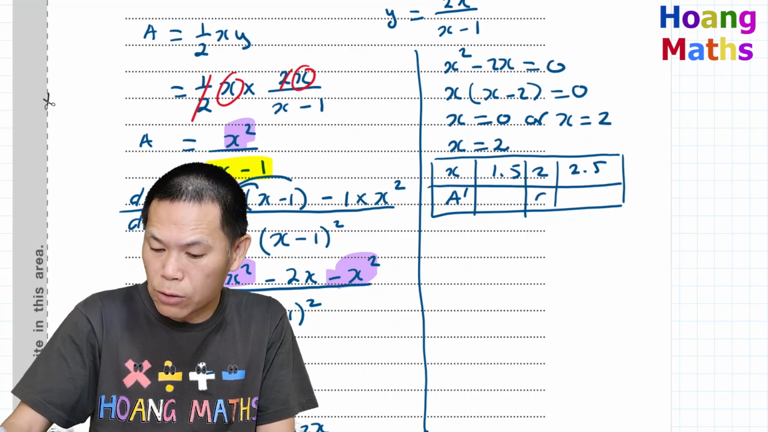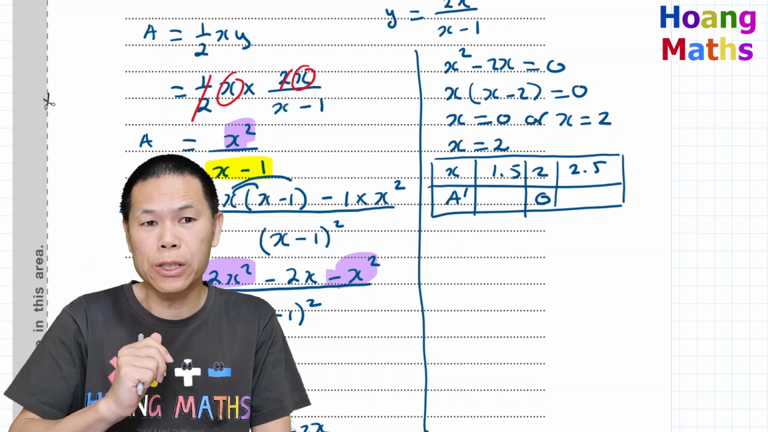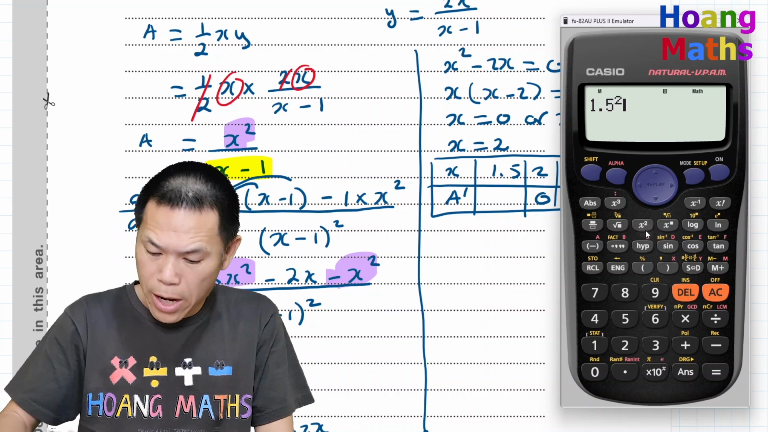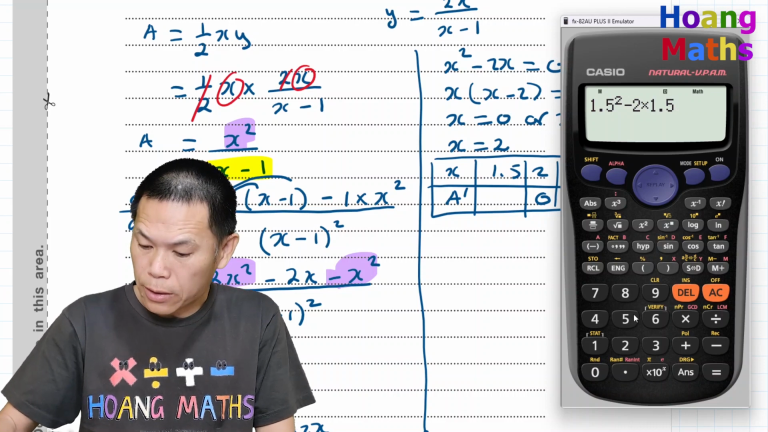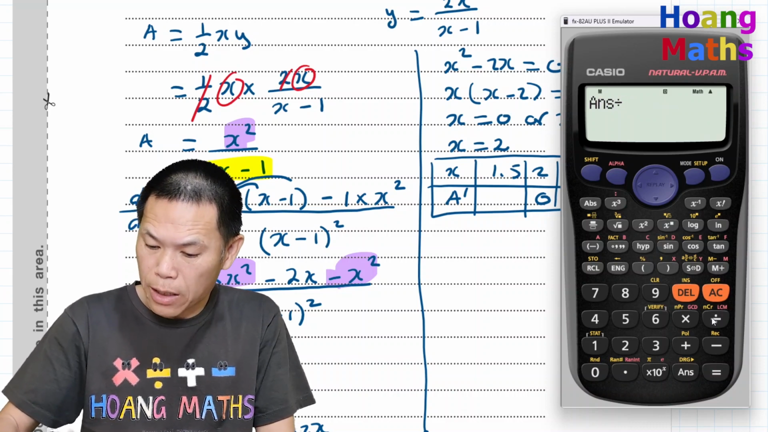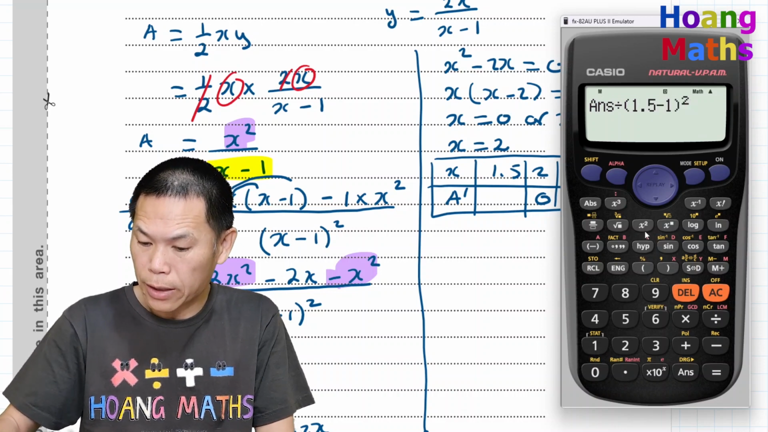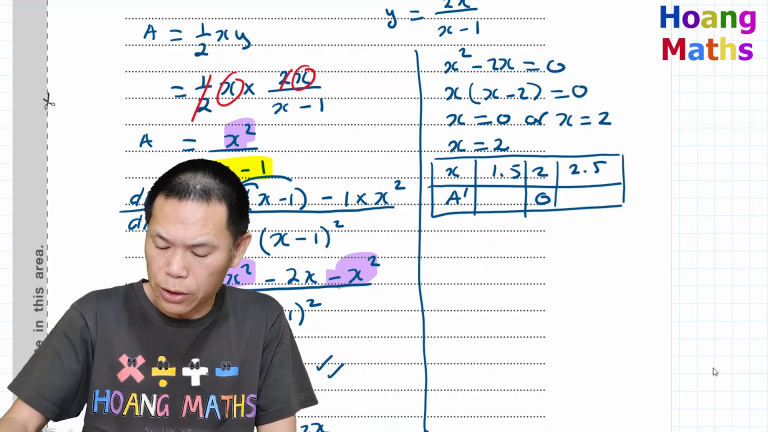And we know that at 2 it is 0. So I just substitute 1.5 into the differentiation function. So I just go 1.5 squared minus 2 times 1.5, divided by, I put brackets, 1.5 minus 1 squared. So there you go, negative 3. I just substitute into this function, that's all.